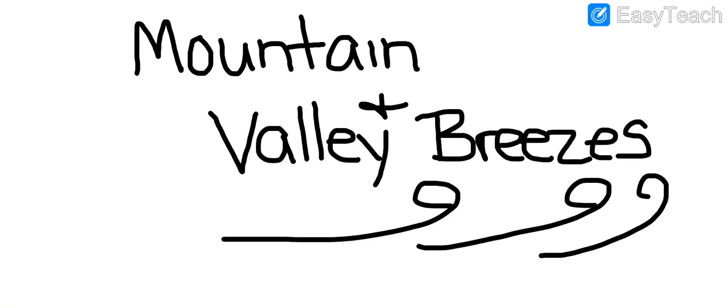All right, so I'm going to get my new page here. I hope we all remember what wind is. I'm not going to write it again, but remember, wind is caused by the uneven heating of Earth's surface and it's moving air. All right, we're going to start with our diagram today.